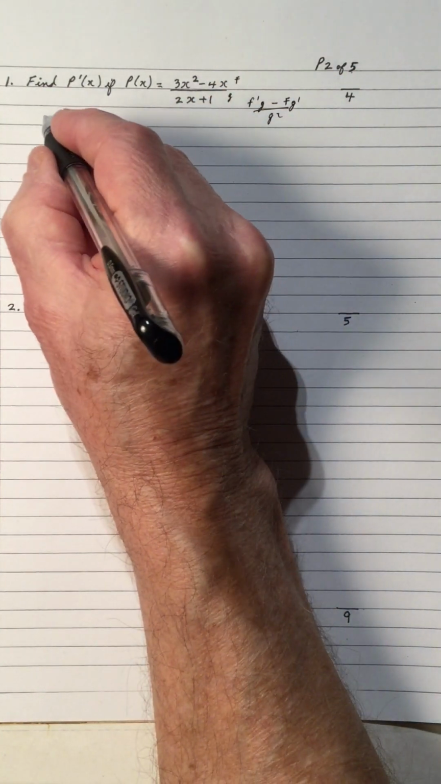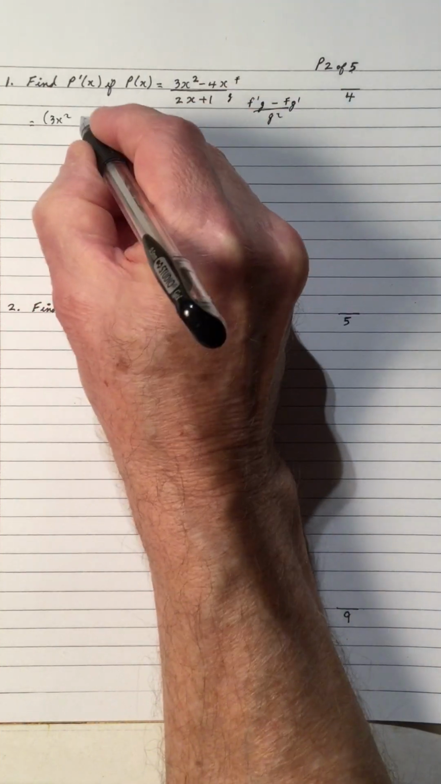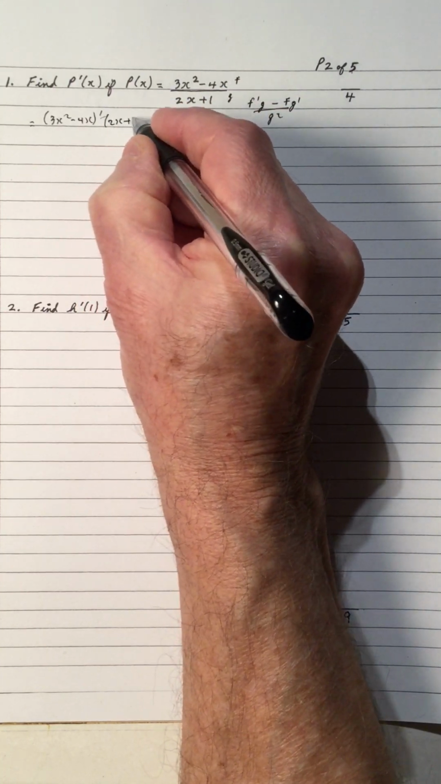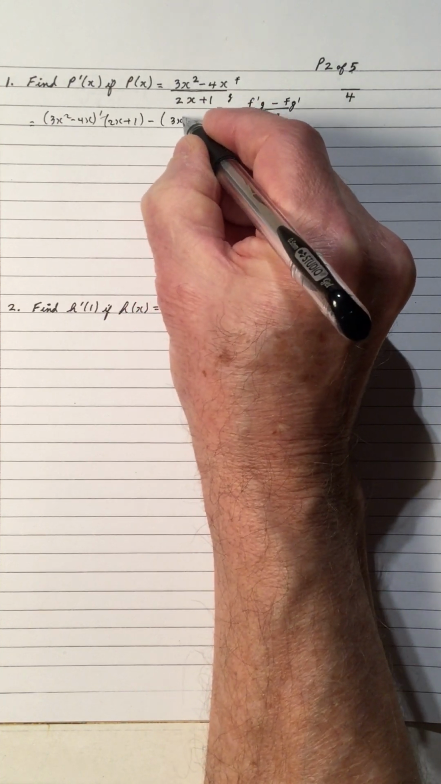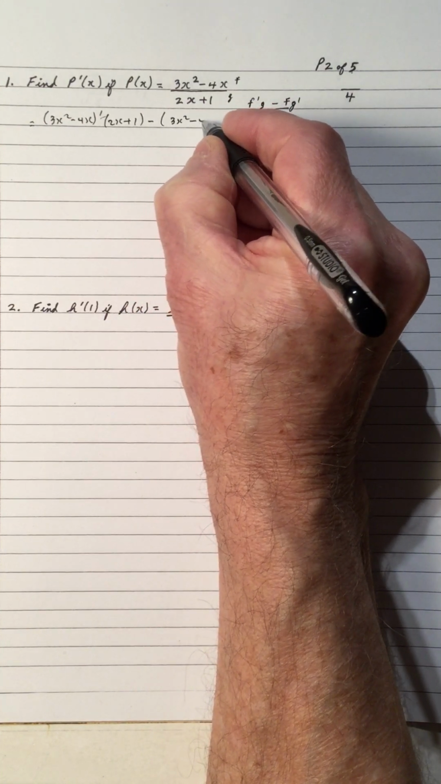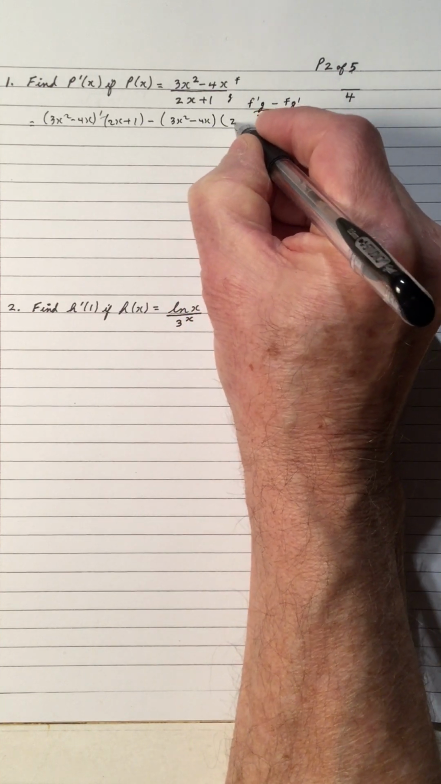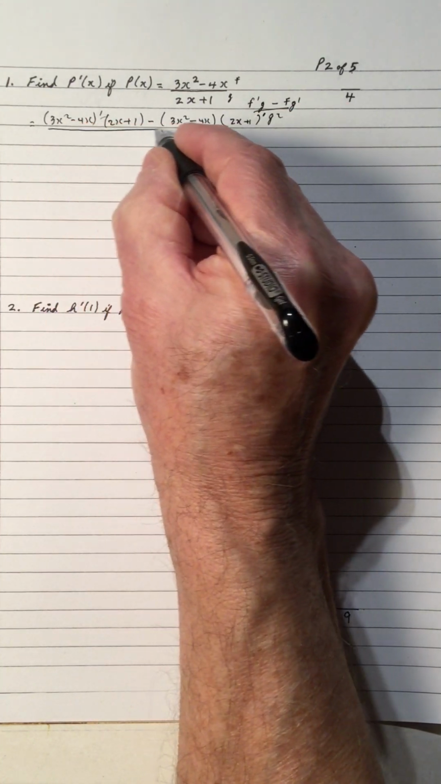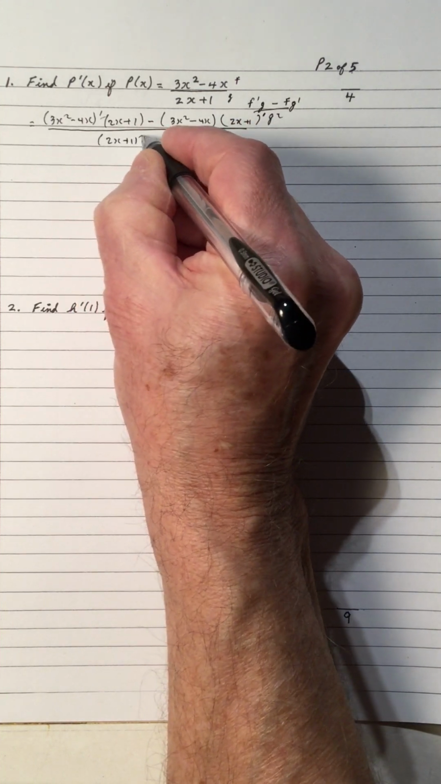So what we'll do is take the first one and I'll write it down without doing the derivative. So there's the derivative of f times g, subtract f, which is 3x squared minus 4x, times the derivative of x plus 1, all over g, which is 2x plus 1 squared.